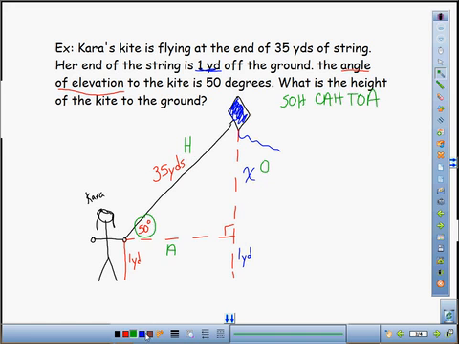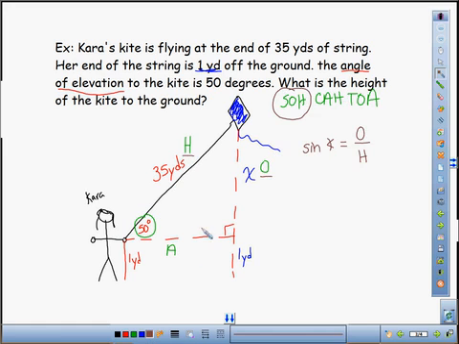The sides that I'm interested in here, I want to know this side, that's the opposite, and I know this side, that's the hypotenuse. Which of these three has O and H in it? And the only one with O and H is sine. So I'm going to write the sine definition. Sine of an angle is equal to opposite over hypotenuse.